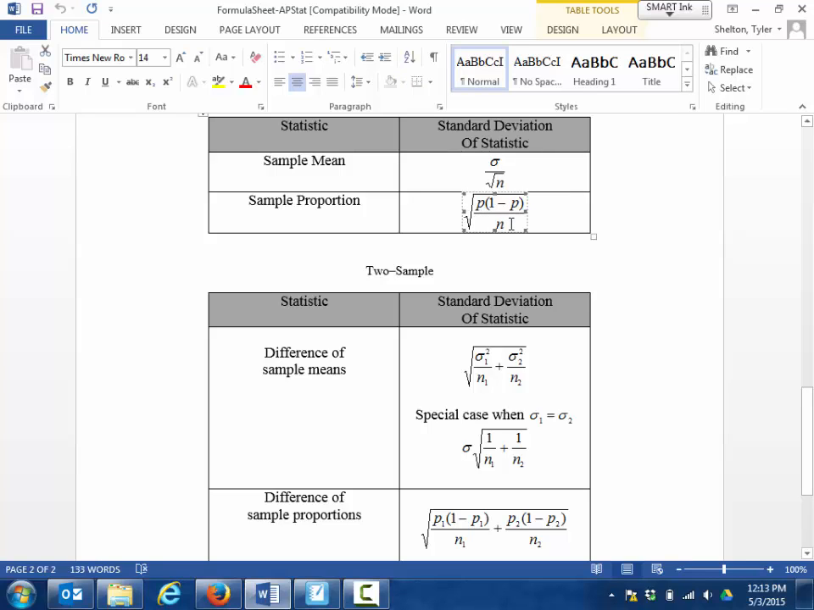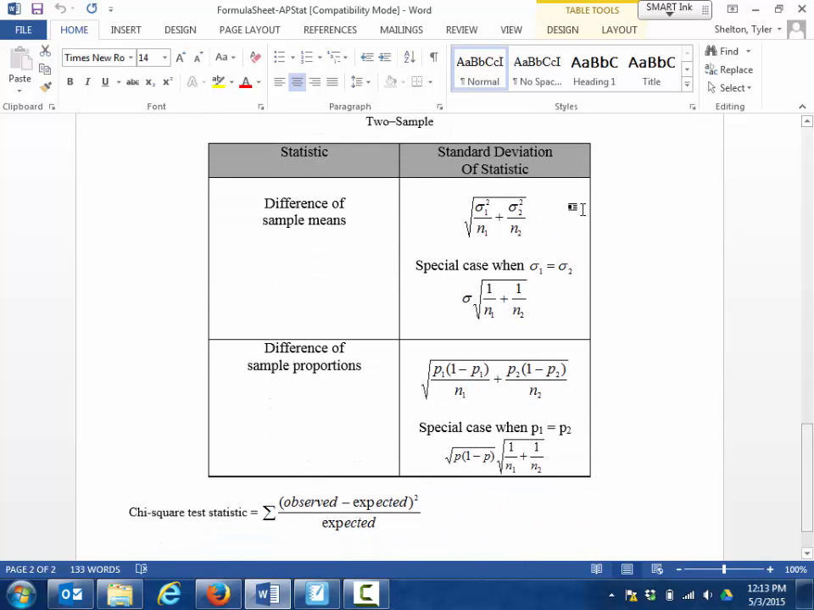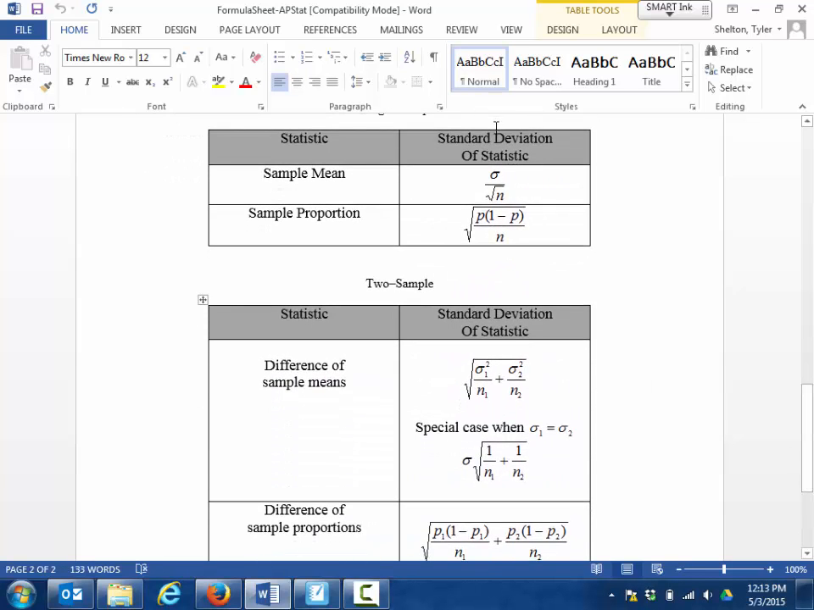Okay, so here's your standard deviation for a bell curve representing sample means. Here's your standard deviation for a bell curve representing sample proportions. Notice again they're using 1 minus p as a substitute for q. Okay, so not a hard thing to make note of mentally. You've got your difference of sample means here. You've got your difference of sample proportions here. Well, there are two things that I would observe.